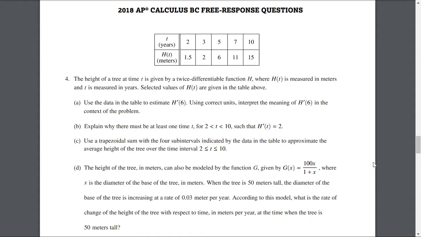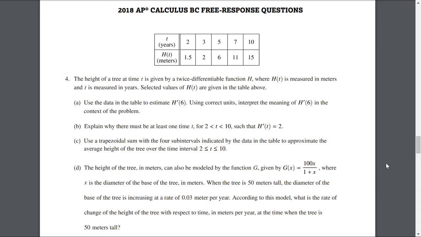The height of a tree at time t is given by a twice differentiable function h, where h of t is measured in meters and t is measured in years. Selected values of h of t are given in the table above. All right. Part A says use the data in the table to estimate h prime of 6. Using correct units, interpret the meaning of h prime of 6 in the context of the problem.